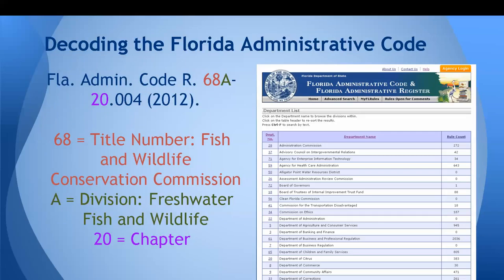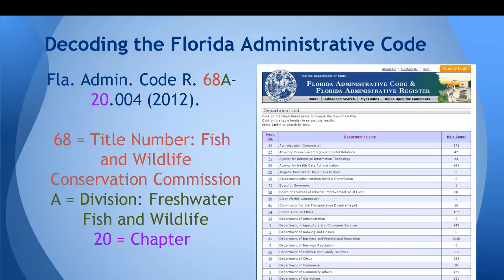When you see a citation to the Florida Administrative Code, you can easily find out which agency and division the rule comes from by decoding the citation. If you end up working in a specific area of law, you'll come across the same agency rules over and over again and become familiar with their citations.